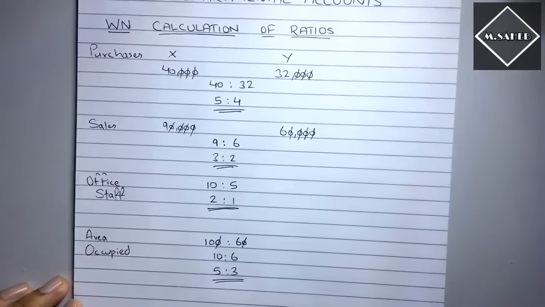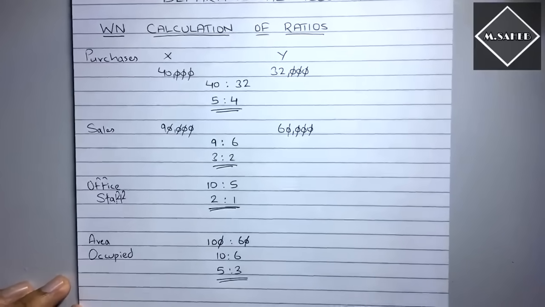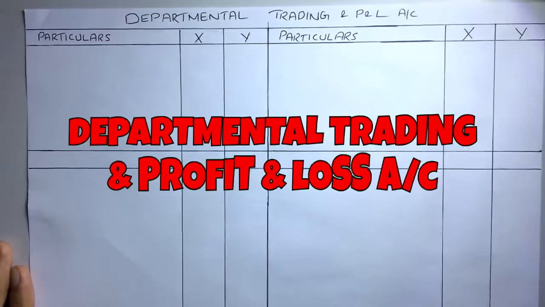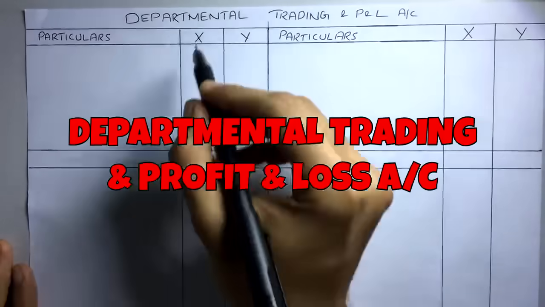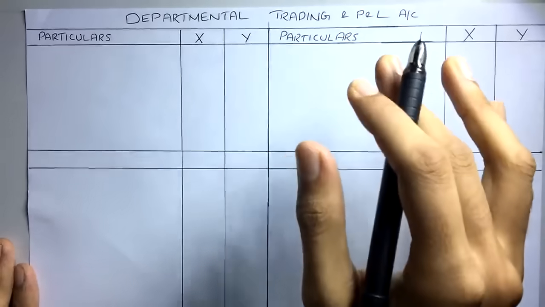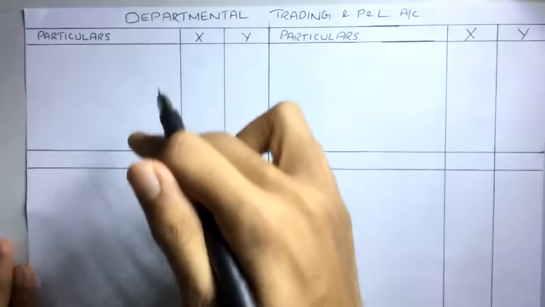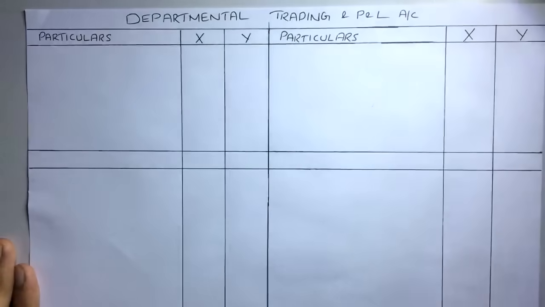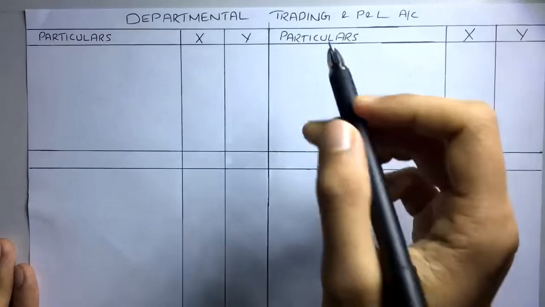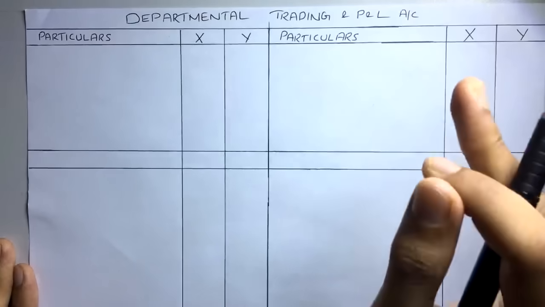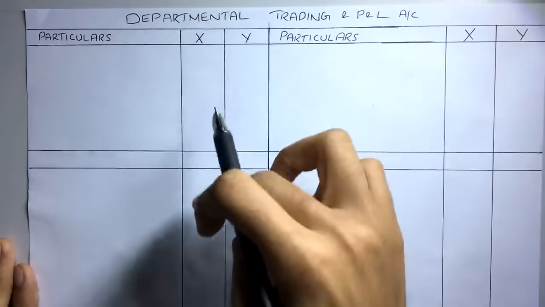Now let's prepare the departmental trading and profit and loss account. Let's go. Now how to prepare the trading and P&L account? Simple. We debit all the expenses and expenditures and we credit all the revenue and incomes. That's the basic rule of preparing the trading and P&L account, same as we used to do in 11th standard. Just the difference is that here there are two columns.